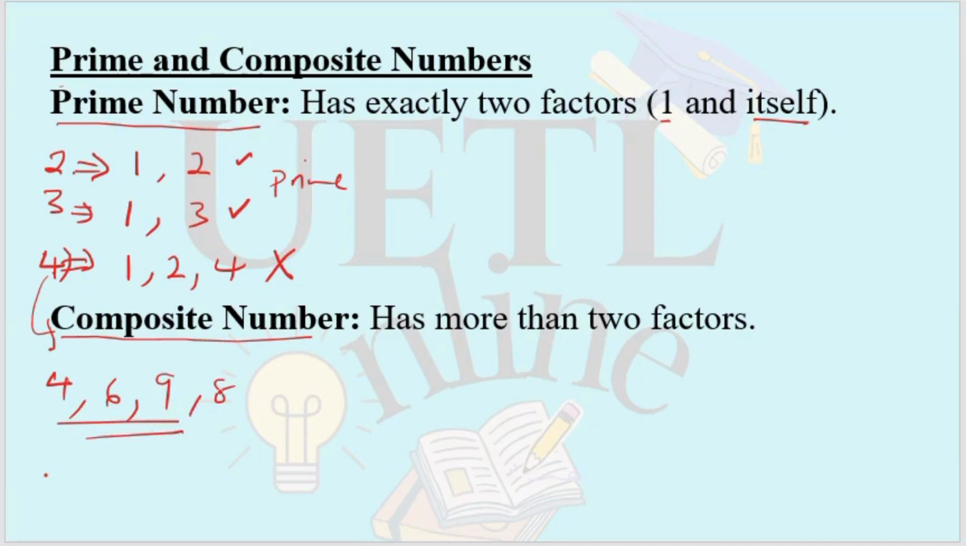The numbers that have more than 2 factors are what we call composite numbers. These are the opposite of prime numbers. 0 is neither prime nor composite, because if you multiply any number by 0, you get 0. So that one is not a composite number.